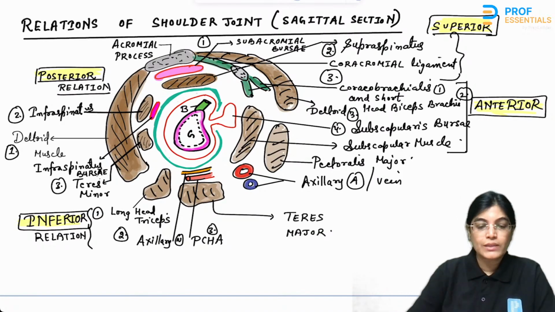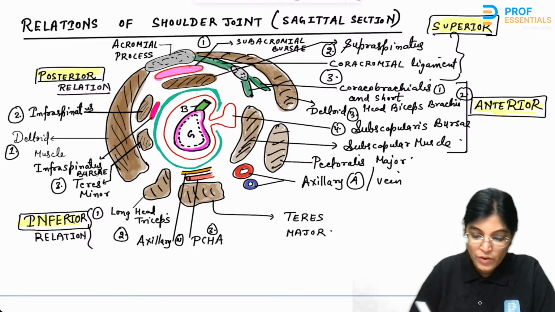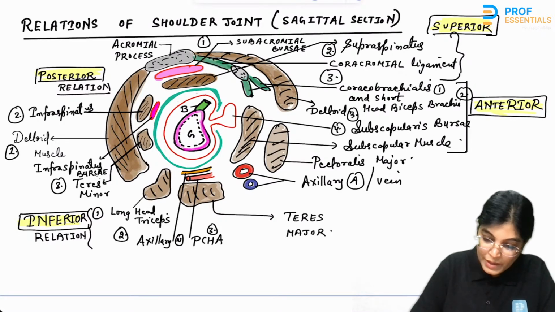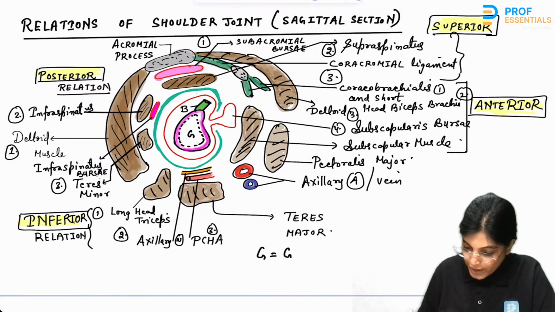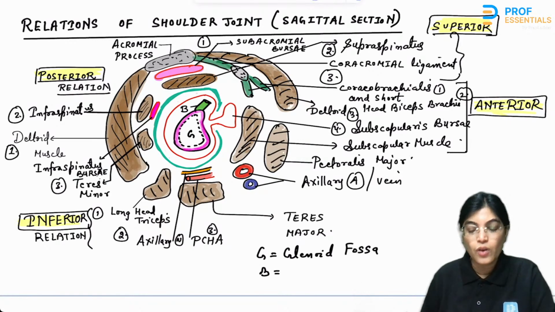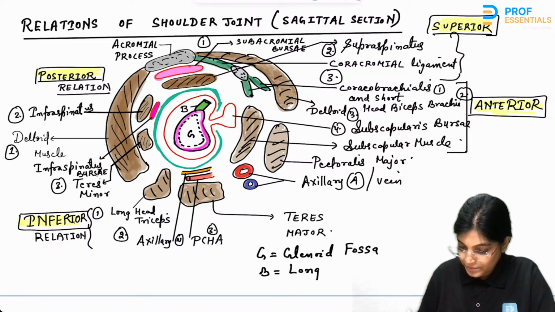And obviously what does G stand for? G stands for glenoid fossa. If you want the full form, then you can write it if you are confused. But I think so many of you know G is for the glenoid fossa, my dear students. What does B stand for? Long head of biceps brachii.